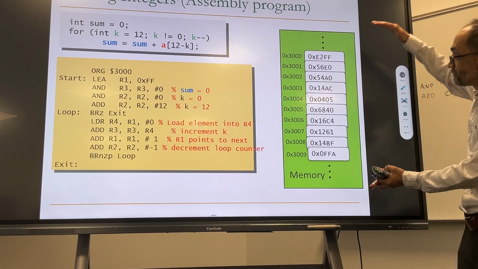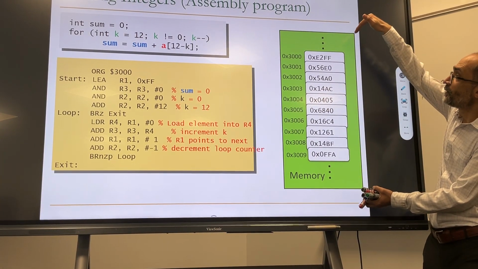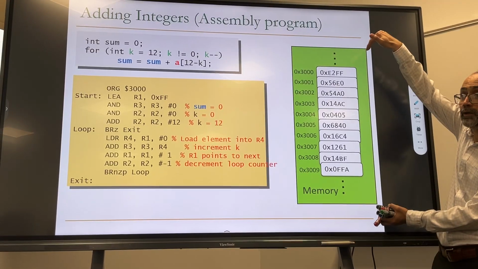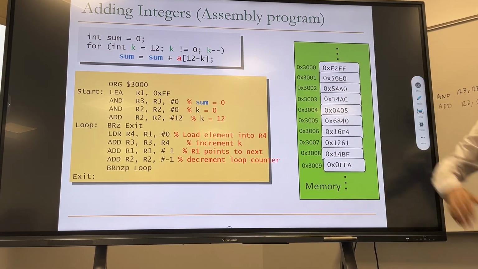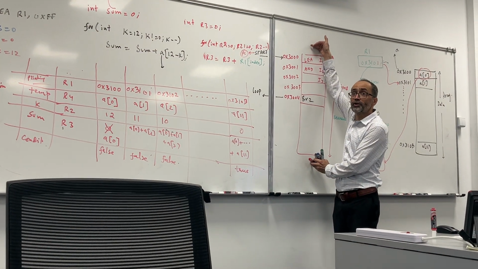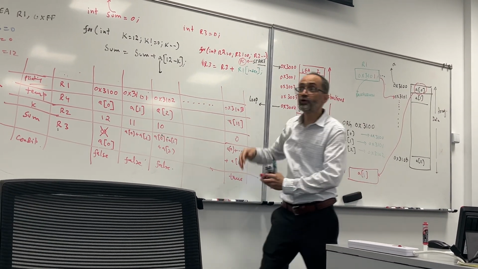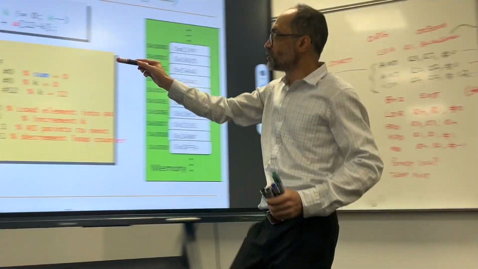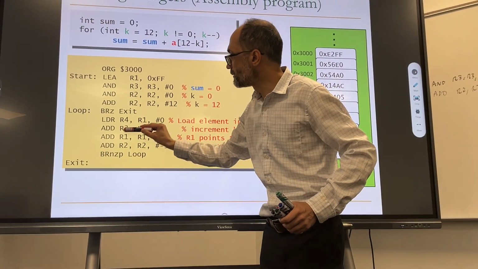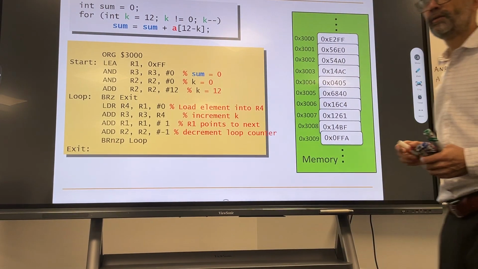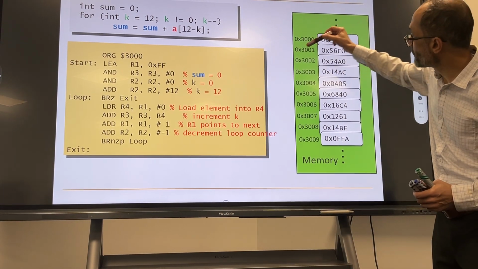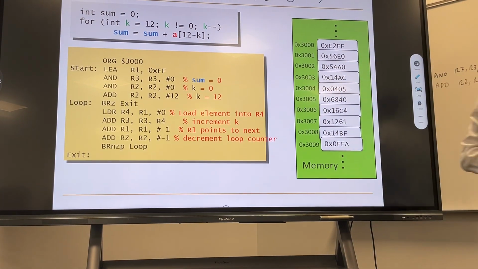Okay. This is my memory. Instruction memory or data memory? Instruction memory, which is shown here. So this is my instruction memory. How many instructions are there in total? There are total 10 instructions. 1, 2, 3, 4, 5, 6, 7, 8, 9, 10. Clear? So this is the starting address of the first instruction and this is the last instruction.